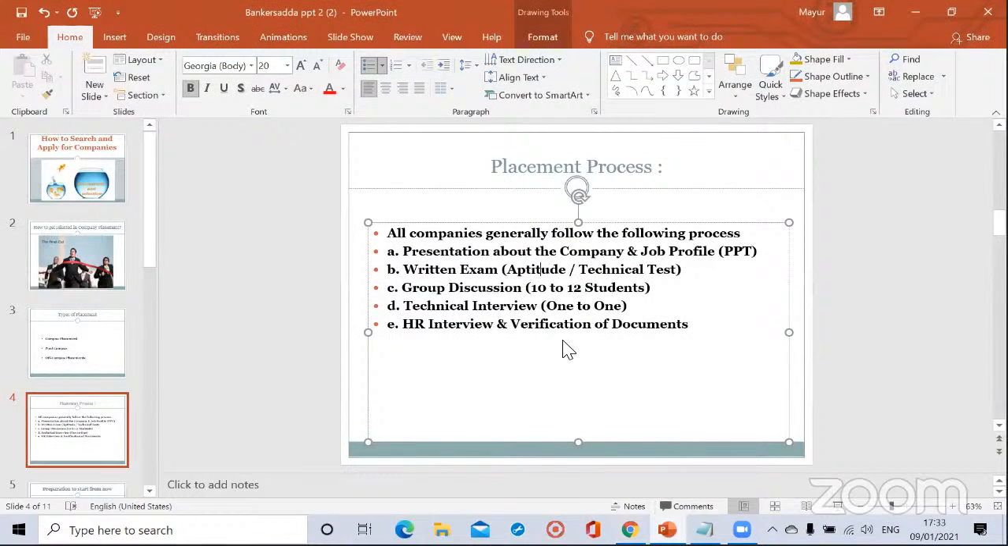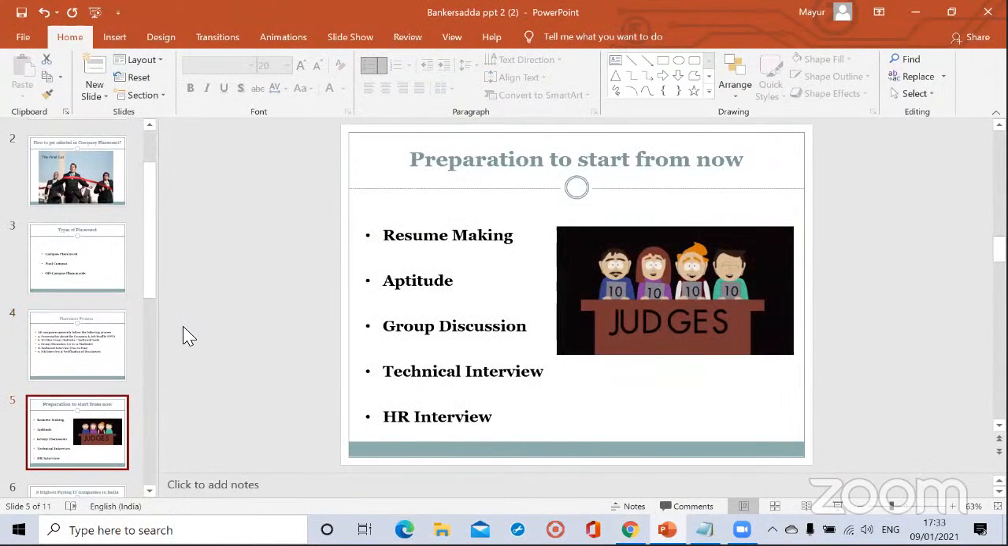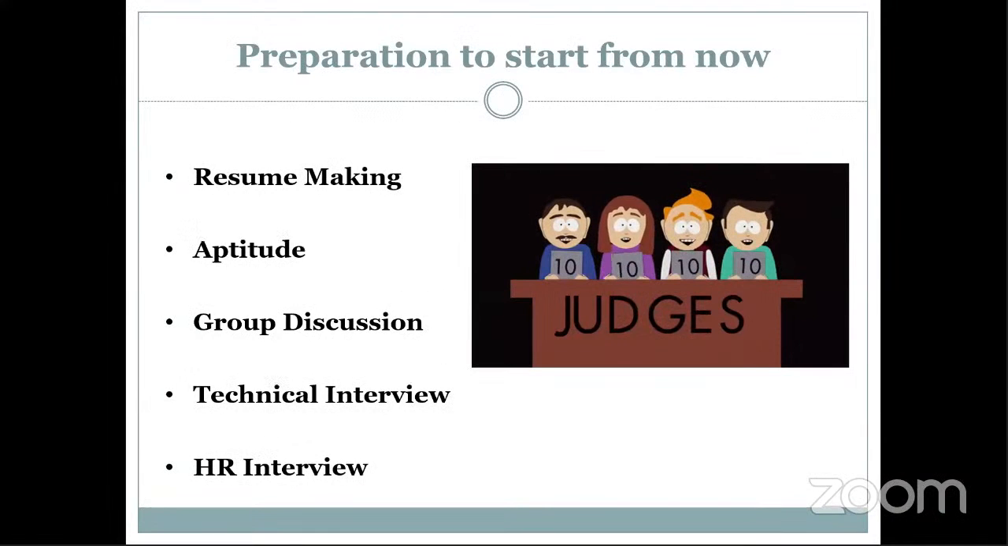we have to understand what our goal is, where we want to go, and accordingly we can start. We discussed that we have to initially start with resume making, then start aptitude, group discussion, technical interview, and HR interview practice. Only then can you satisfy the judging criteria of the HR and get the job. So the preparation to start from now is mentioned here. You can start now, and it is definitely going to help you in the coming future.